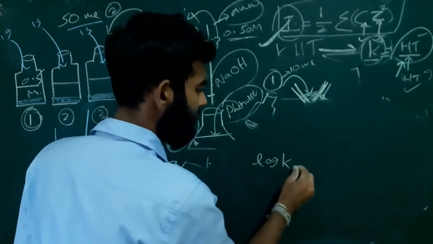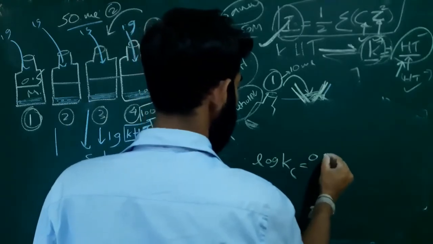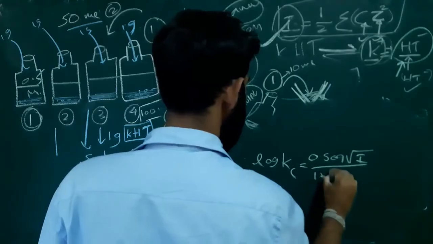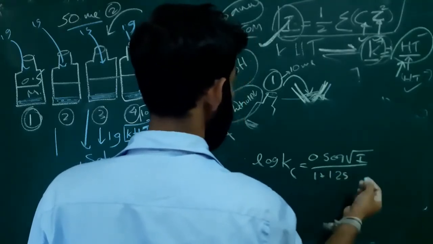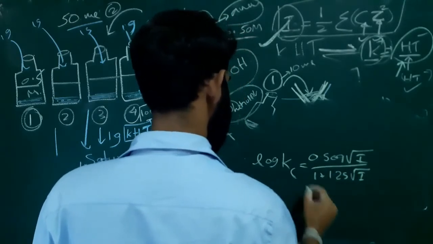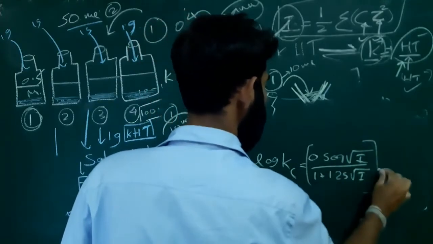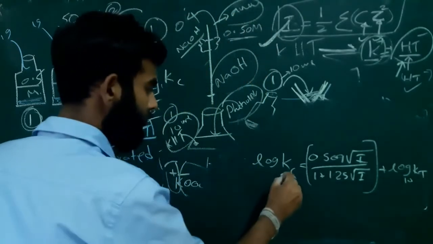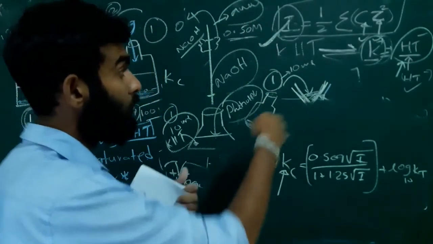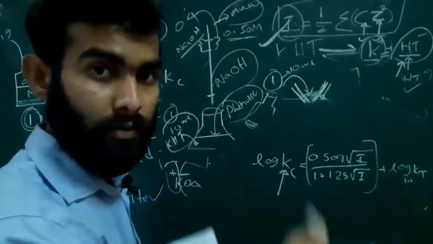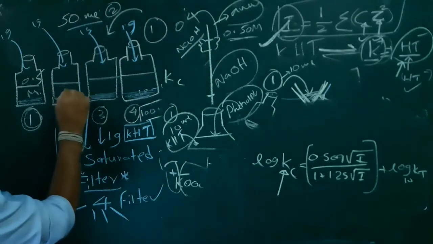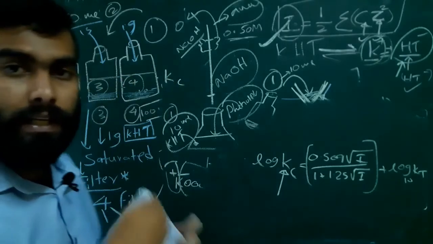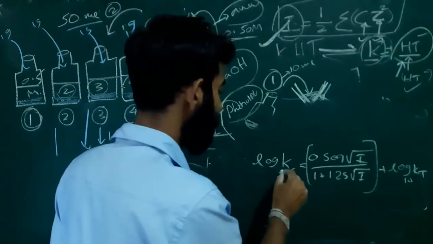Log Kc is equal to 0.509 over 1 plus 1.25, plus log 10 Kt. So now you can calculate Kc. So you have to do this titration for the other solutions also. There are the remaining 2, 3 and 4. You have to titrate these solutions also by taking 10 ml. You can get the Kc values.